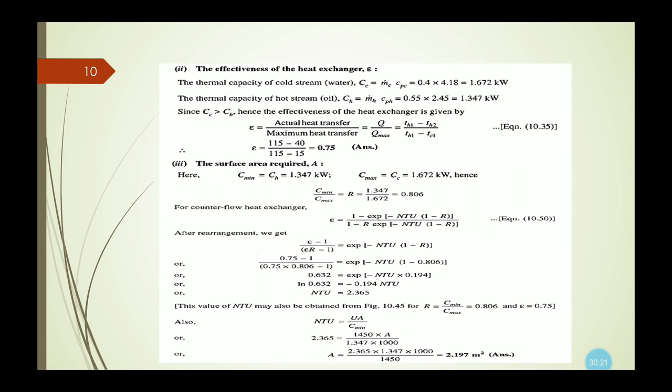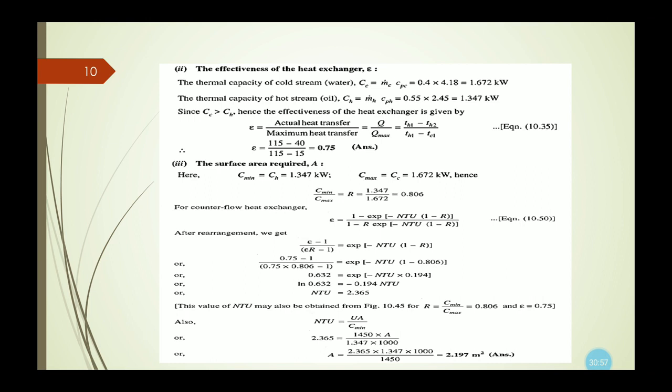So let us discuss the second part of this numerical. It is the effectiveness of the heat exchanger. So how to calculate the effectiveness of the heat exchanger, that is epsilon, for this counter flow heat transfer. Now the thermal capacity of the cold stream, that is the cold fluid, which is cooling water here, is Cc, that is the heat capacity. The formula is m dot c, the mass flow rate, multiplied by the specific heat of the cold fluid.